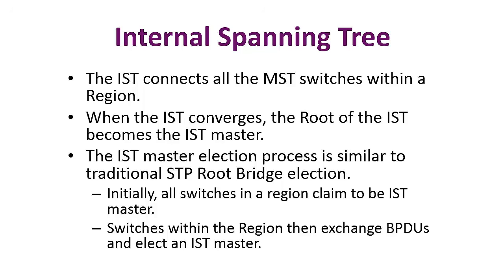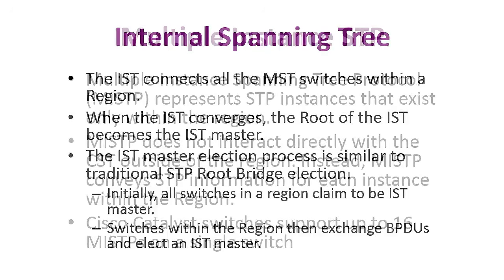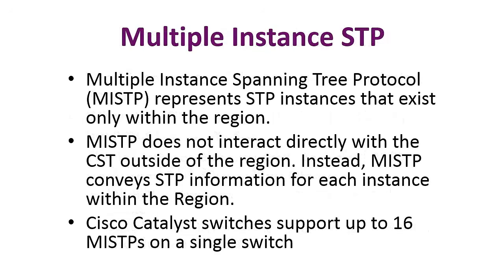Now, multiple instance spanning tree protocol represents spanning tree protocol instances that exist only within the region itself. MISTP does not interact directly with the CST outside of the region. Instead, MISTP conveys STP information for each instance within the region. Cisco Catalyst switches support up to 16 MISTPs on a single switch.